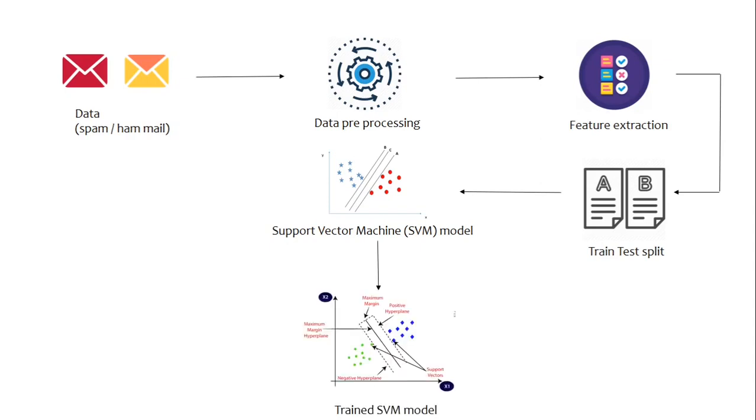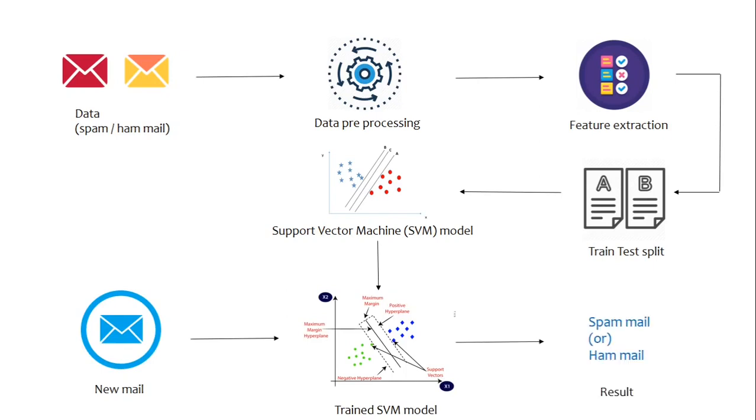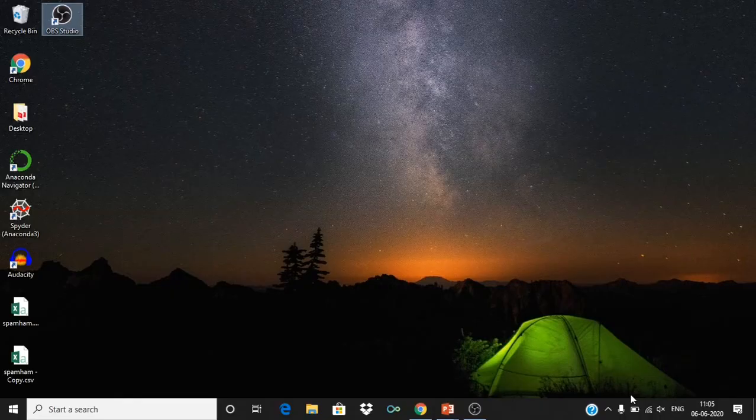After this model is trained, we will be feeding a new mail to this model. Now this trained model can predict whether this new mail is a spam mail or a ham mail based on the training it has undergone. So this is the basic workflow of it. We will build the system in a step-by-step process in Python. I hope you have understood the problem statement.